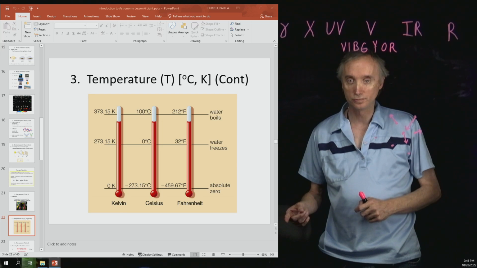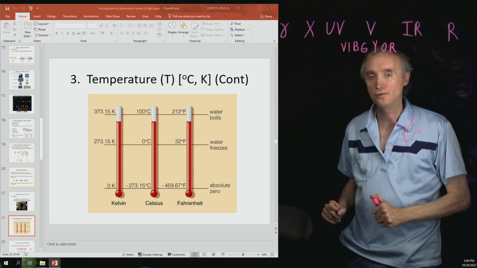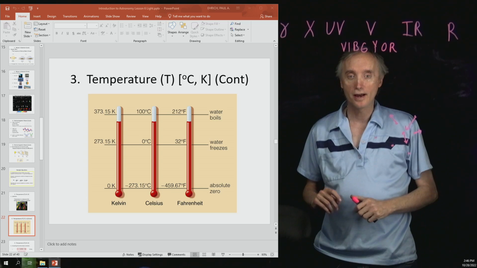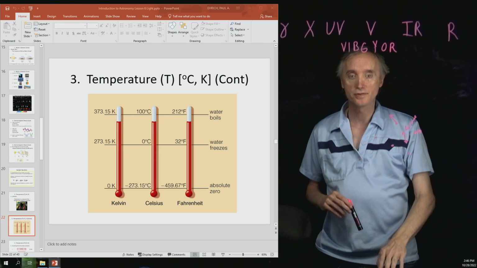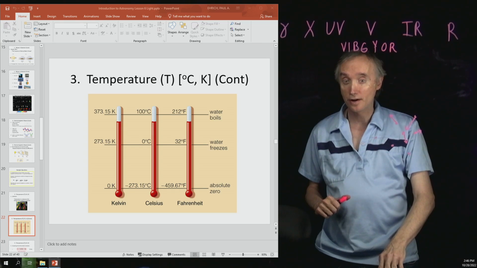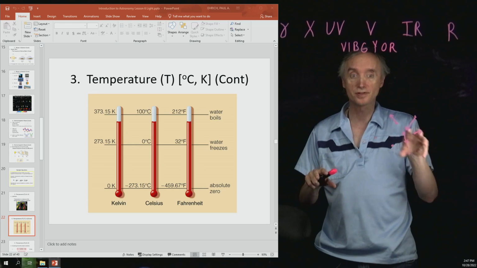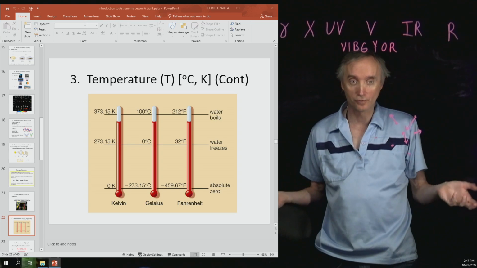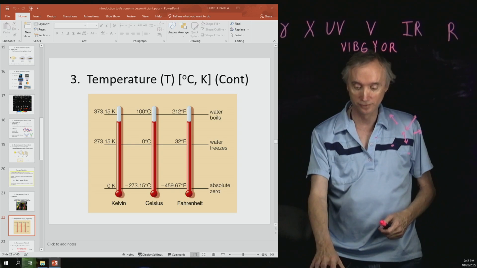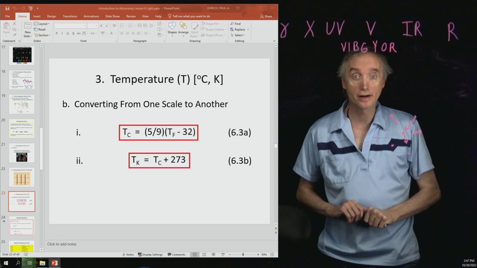Okay, so how do we convert from Fahrenheit to Celsius and Kelvin? Well, we use Google. Yes, you can. So yes, you can use Google. If you want to know how many degrees Celsius is 10 degrees Fahrenheit, go to Google, type in 10F and then a C, and it will convert it for you automatically. But I want you to know how to do it mathematically.